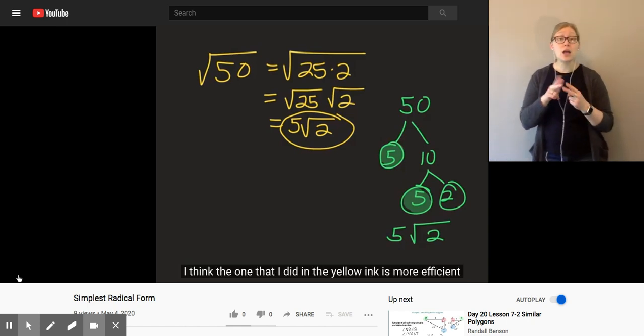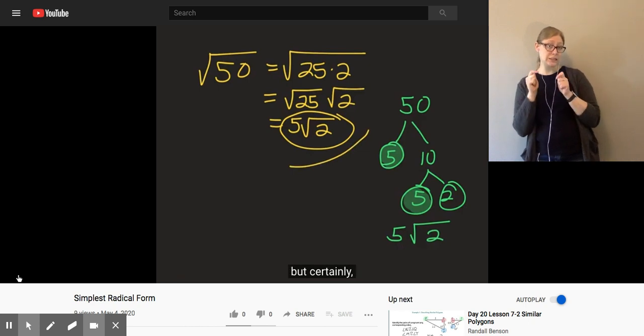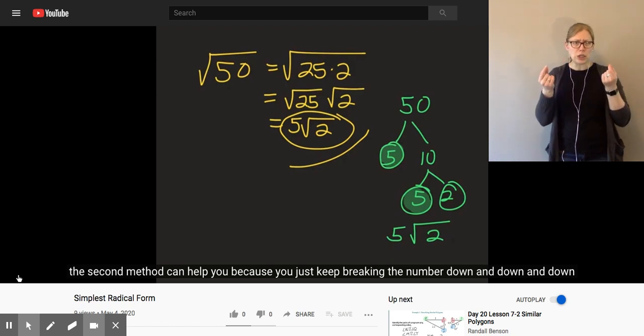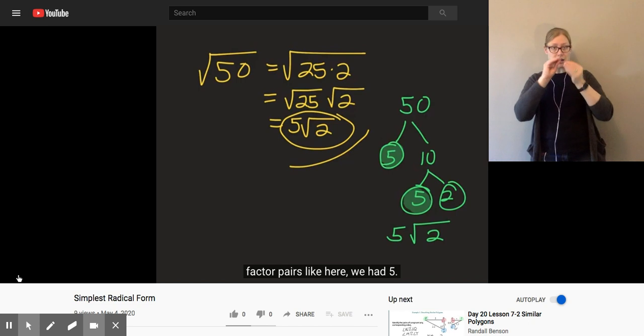I think the one that I did in the yellow ink is more efficient, but certainly if you're stuck, this second method can help you, because you just keep breaking the number down and down and down and look for factor pairs. Like here we had 5. So let's try another example.